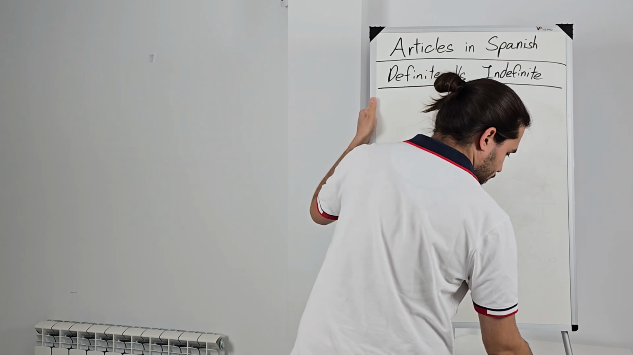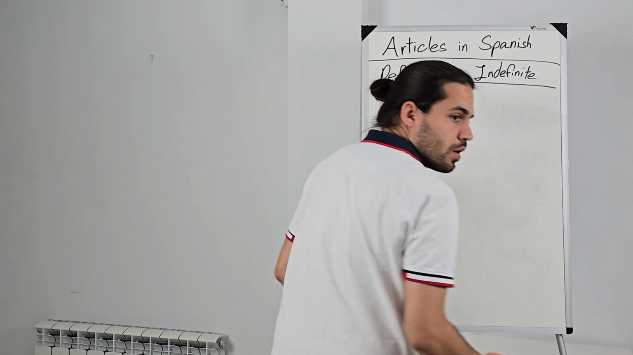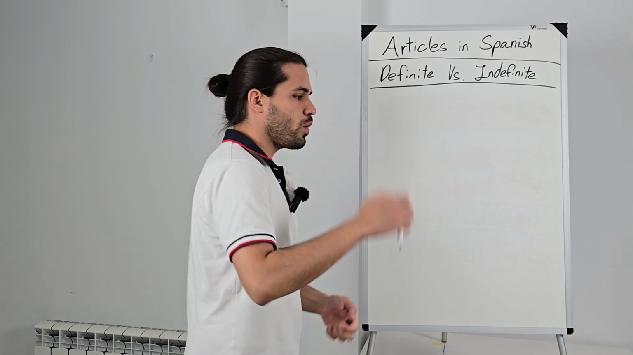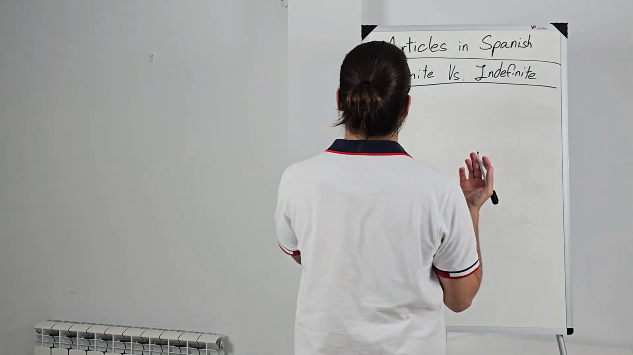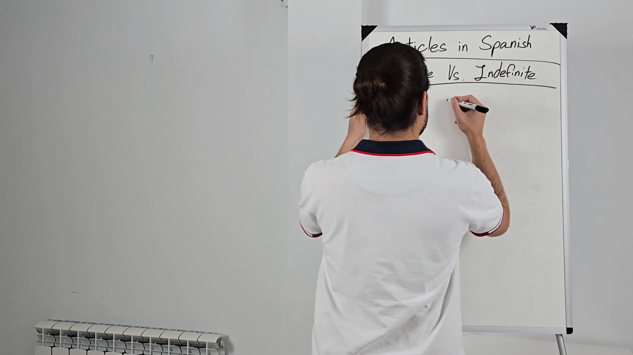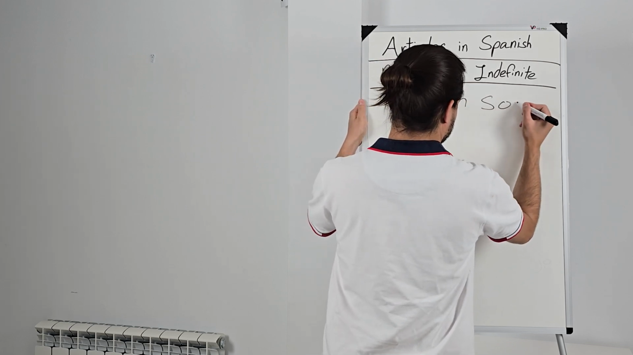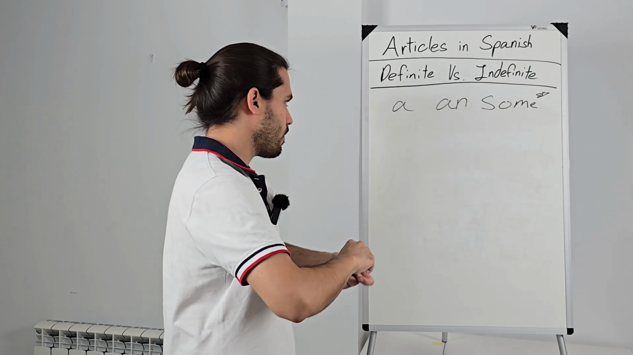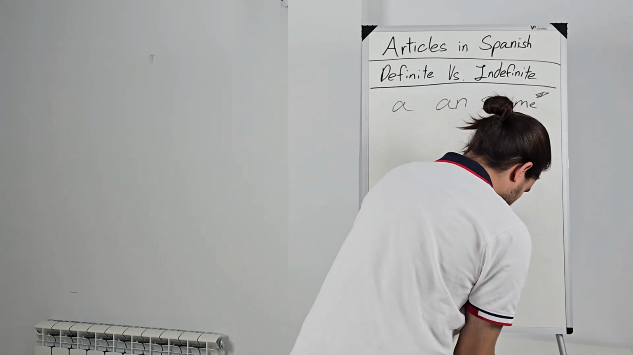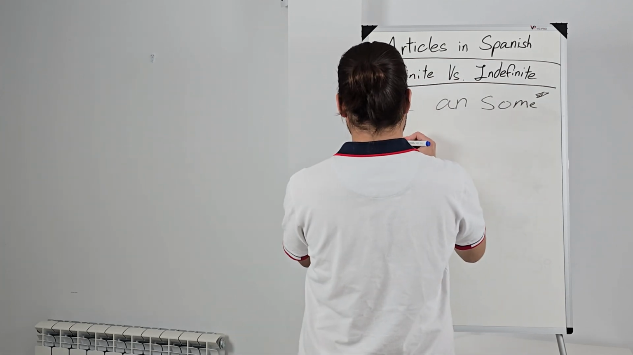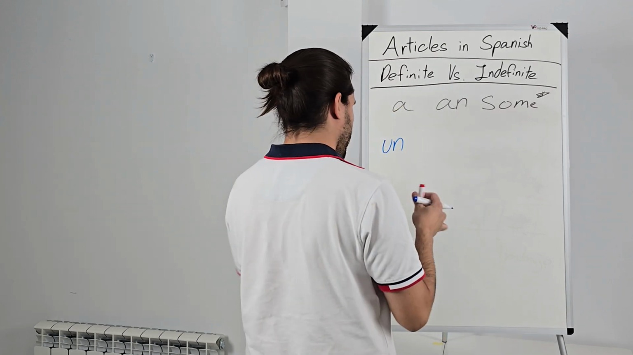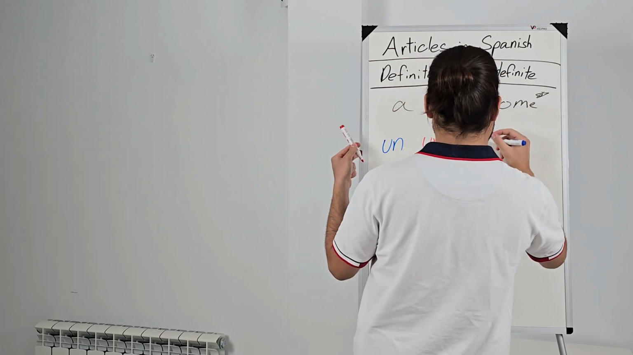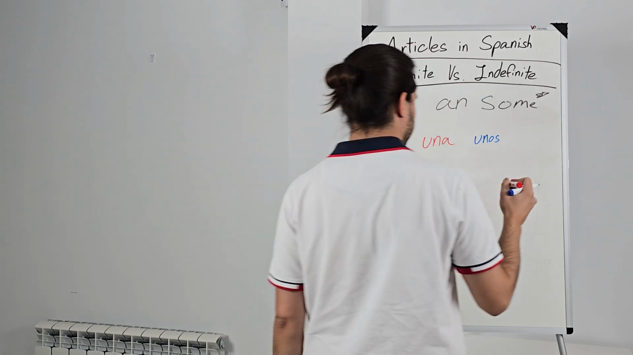All right. Cool. So now we got definite articles out of the way. Let's talk about indefinite articles real quick. Okay, put a little asterisk by some because you'll see here in just a second. So we have un, una, unos, unas.